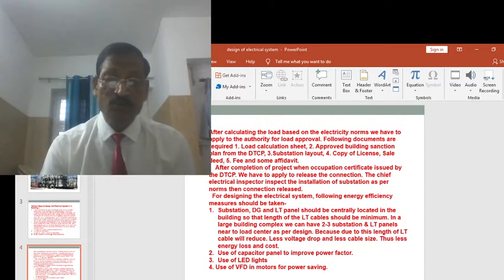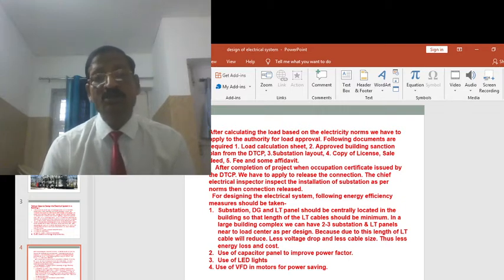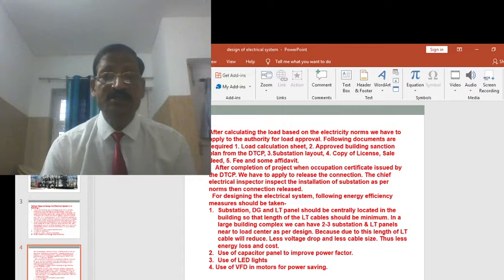Second is the use of capacitor panels to improve the power factor, though it is also mandatory from the electricity board. Use of LED lights and use of VFDs, variable frequency drives, in motors for power saving.